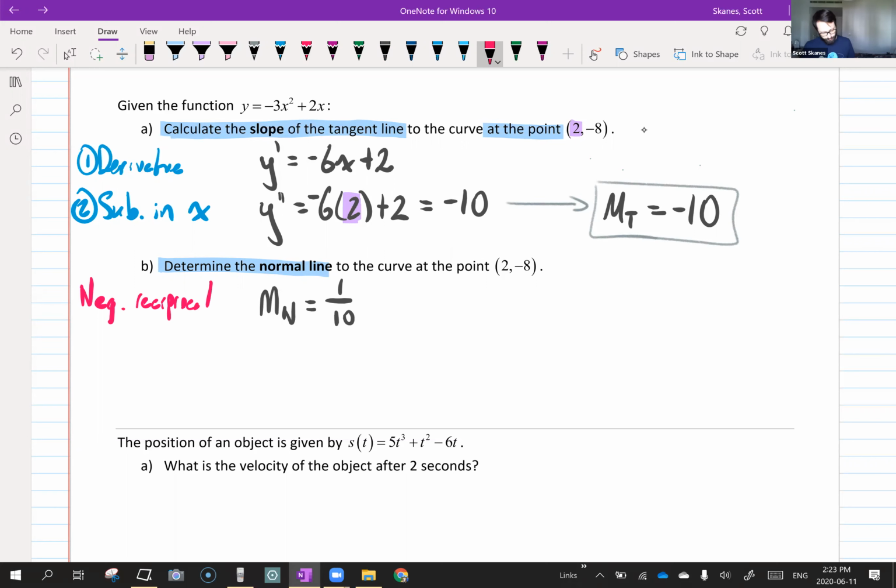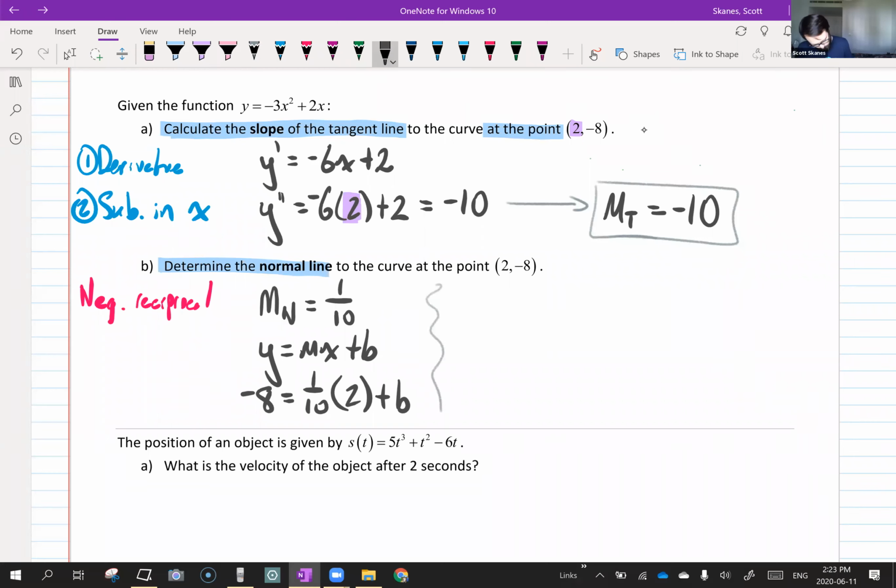Now, we need to continue. Our last step is our y equals mx plus b step. Our y is negative 8. Our m is 1 over 10. Our x is 2. Our b is unknown. If we solve for b, negative 8 minus 1 over 5 is what this is actually. We bring this over there. Or in other words, b is negative 41 over 5. You can check all this work after. I'm doing it quickly.